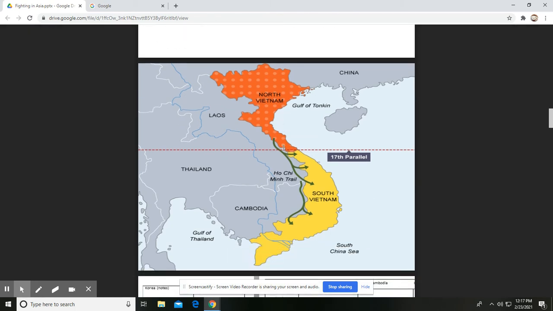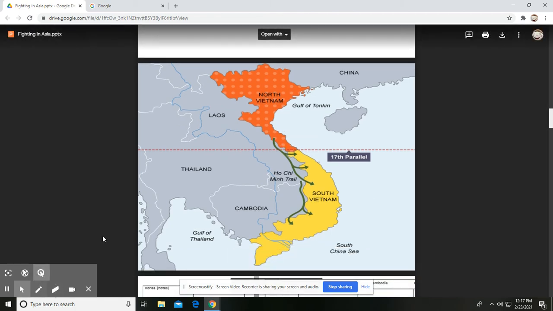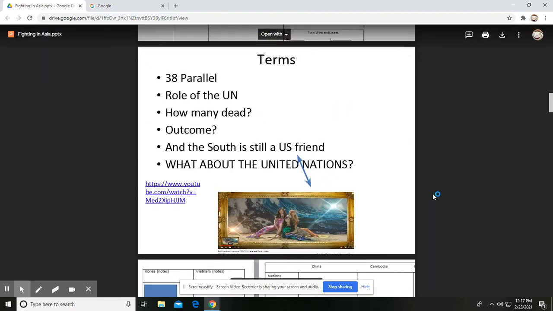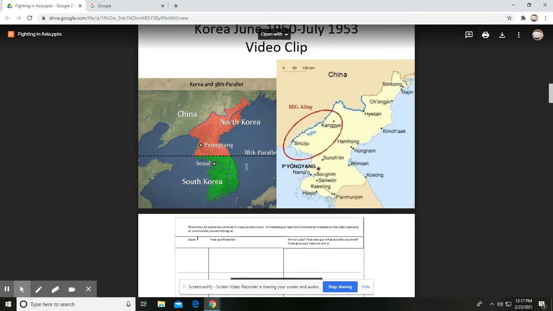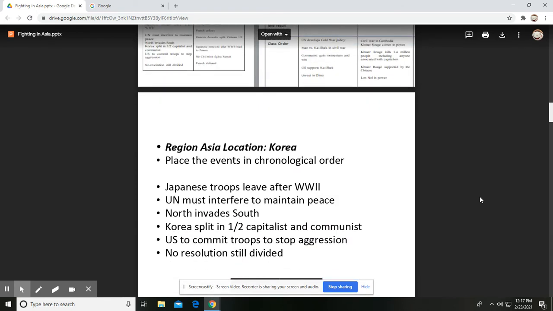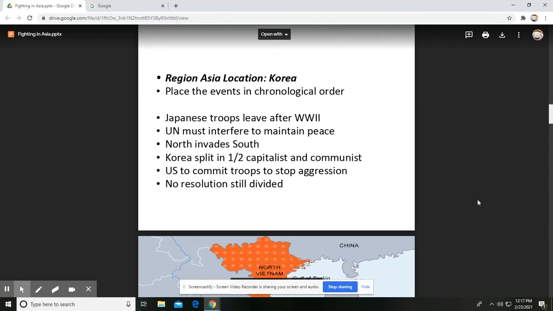Moving on to Vietnam. Students usually get Vietnam and Korea mixed up because we are talking about a division in both. Vietnam is divided at the 17 parallel, whereas Korea is divided at the 38 parallel. So those are your latitude, longitude lines. That's what the 17 and the 38 is a reference to.